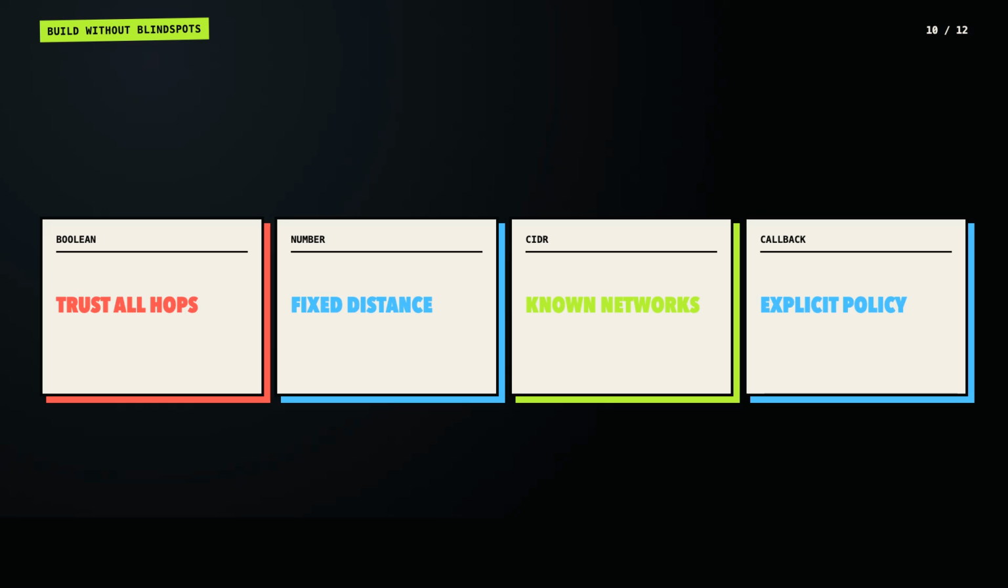Most frameworks have a setting for trusted proxies. Use the maintained implementation when it matches your topology, but read what the setting means. A Boolean may trust every upstream hop. A number may trust a fixed distance from the app. An address list may walk through known networks. A callback may decide trust per address. Those choices are not interchangeable.